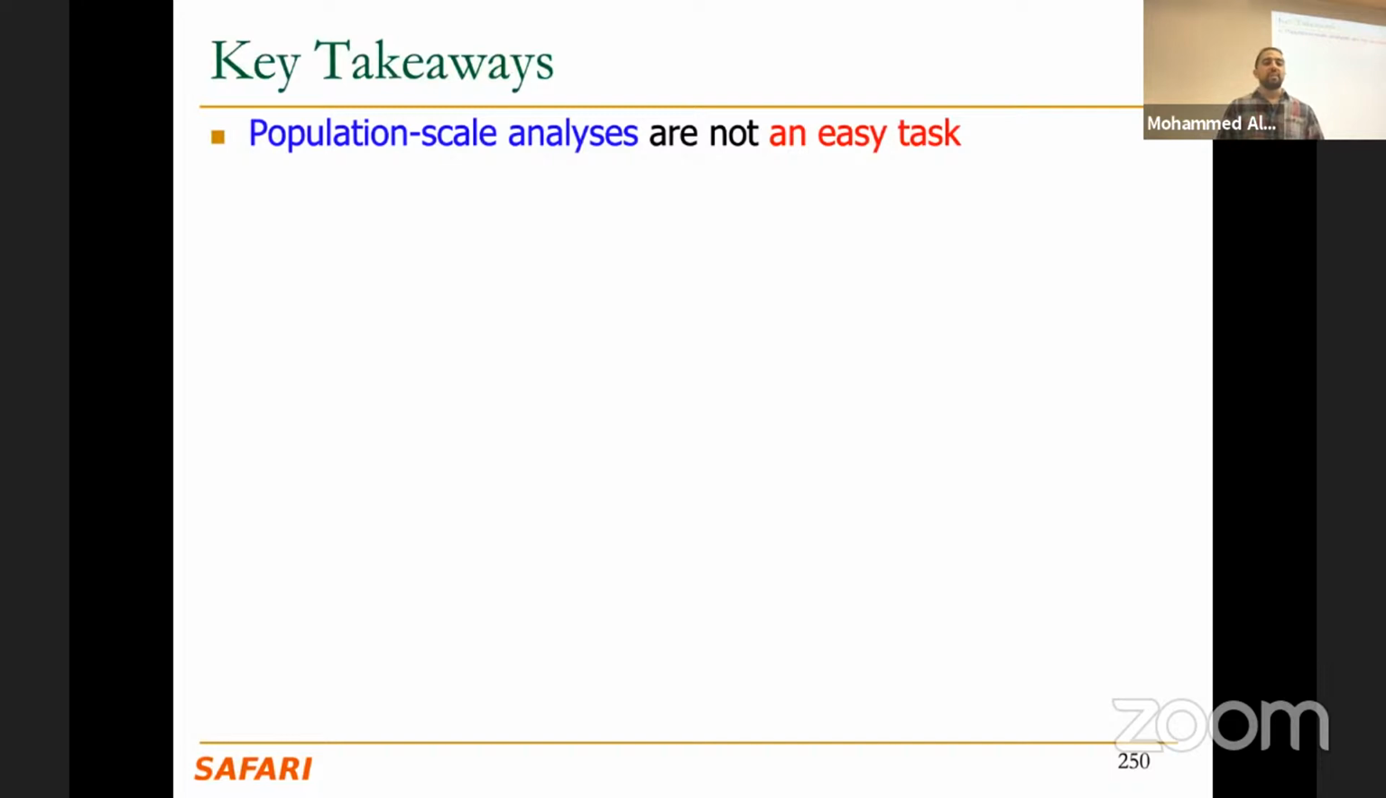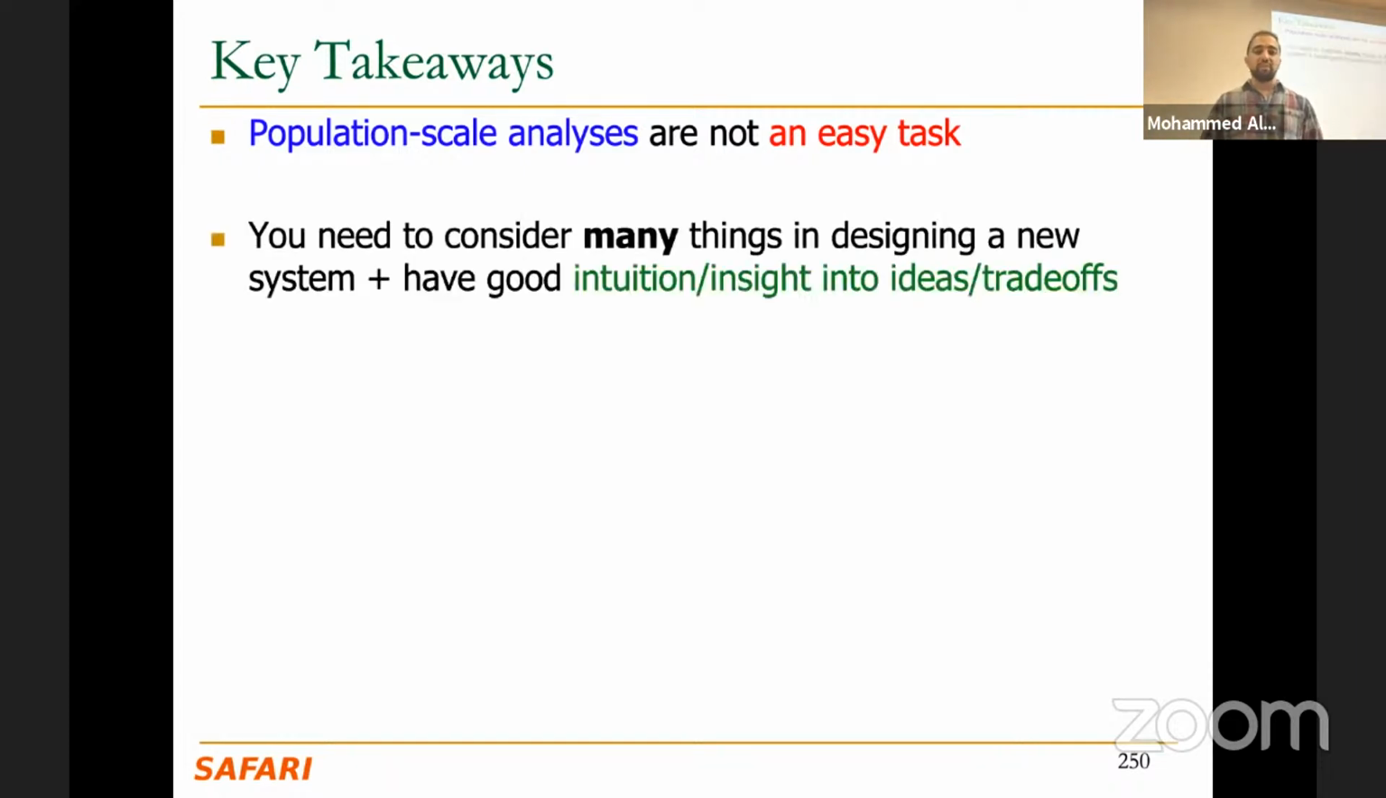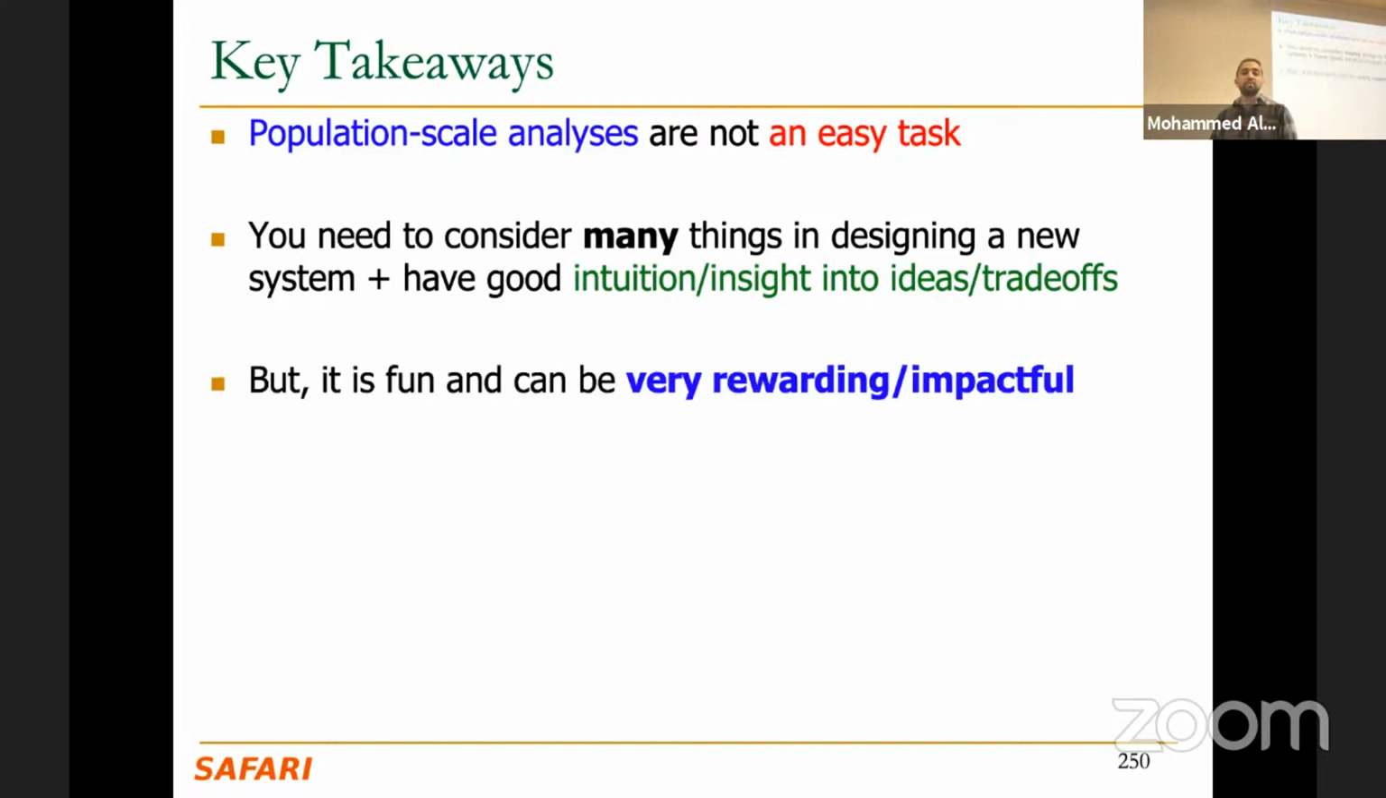The key takeaway is that population scale analysis is not an easy task. Definitely, scalability is a very important thing, and it's very difficult, very challenging. You need to consider many things in designing a new system. For example, if you are a good hardware designer, you might not be aware of genomics, so you need to learn this topic. Then you need to design an algorithm for that. Then you need to design hardware for that. But that will be so much fun, I would say, based on my 8-year experience on this topic.